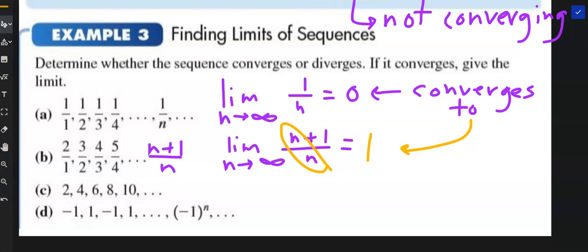What about the next one? 2, 4, 6, 8, 10, 12, 14, 16, 18, 20, 22. So you're saying the limit as n goes to infinity of a sub n, we just use a sub n because we don't want to take the time to write out the formula, goes to infinity. Does that follow the word diverge or converge? Diverges.